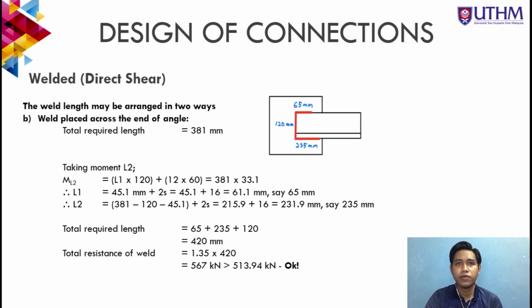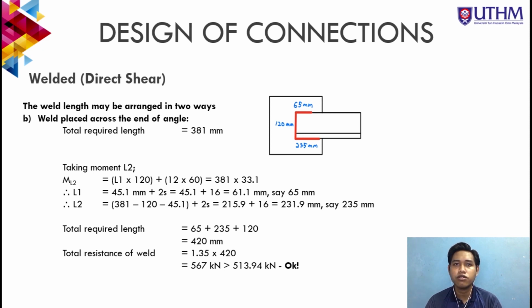As for the weld placed across the end of the angle, the total required length is equal to 381 millimeters. So we're taking moment at L2, and we got L1 equal to 61.1 millimeters, and we assume it's equal to 65 millimeters. And L2 is equal to 231.9 millimeters, so we assume it's equal to 235 millimeters. So the total required length is equal to 95 plus 235 plus 120. We got the total required is equal to 420 millimeters.